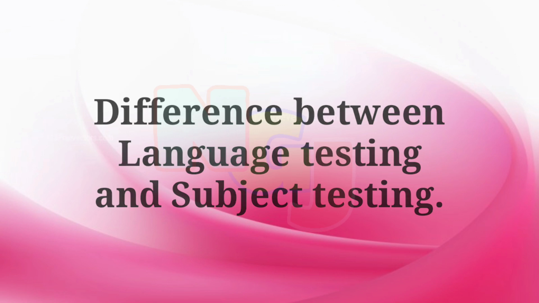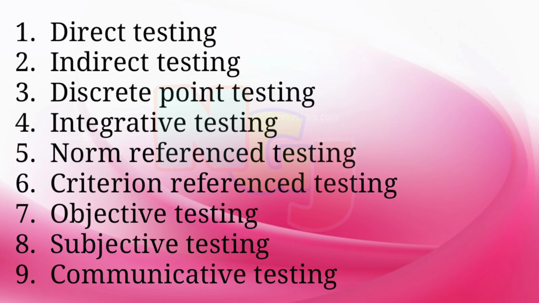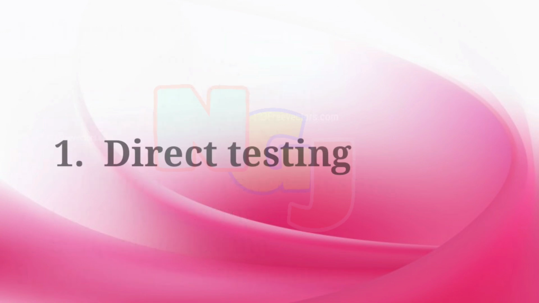Well, you must remember that to test the English language, you can use the following ways of testing. There are 9 ways to test the proficiency of the English language of a student. They are direct testing, indirect testing, discrete point testing, integrative testing, norm referenced testing, criterion referenced testing, objective testing, subjective testing, and communicative testing. I shall explain each one in detail. The first one is direct testing.